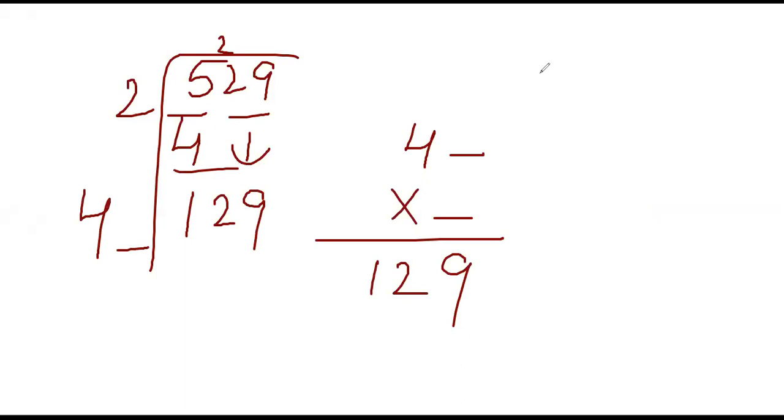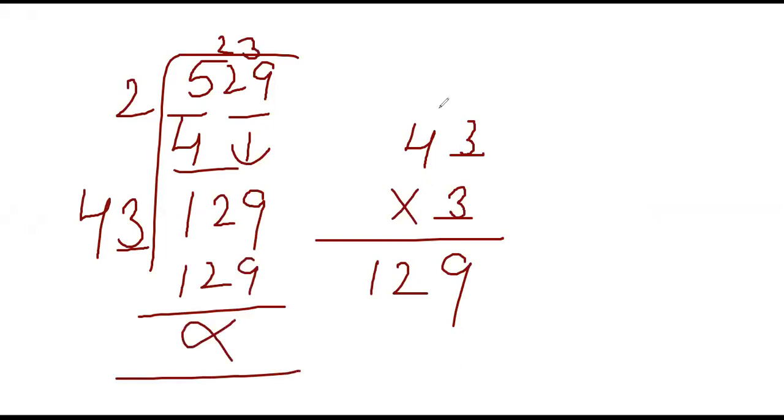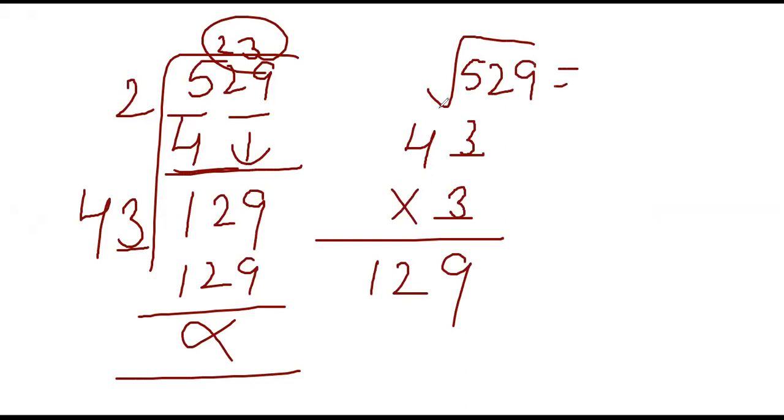So what will be here? It should be 3. When you multiply 43 by 3, you will get 129. So it will go on 3, 129, and your answer will be 23. Square root of 529 is equal to 23. Right?